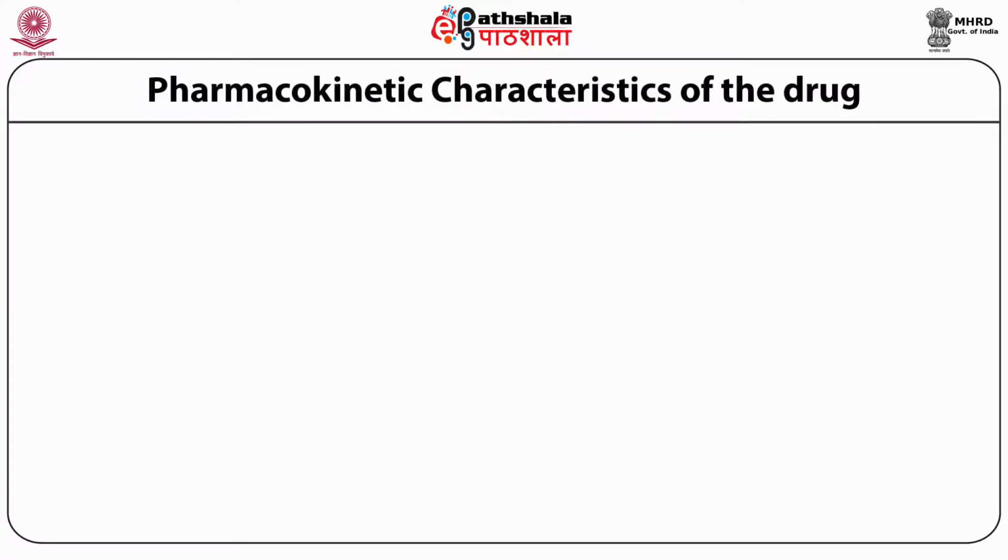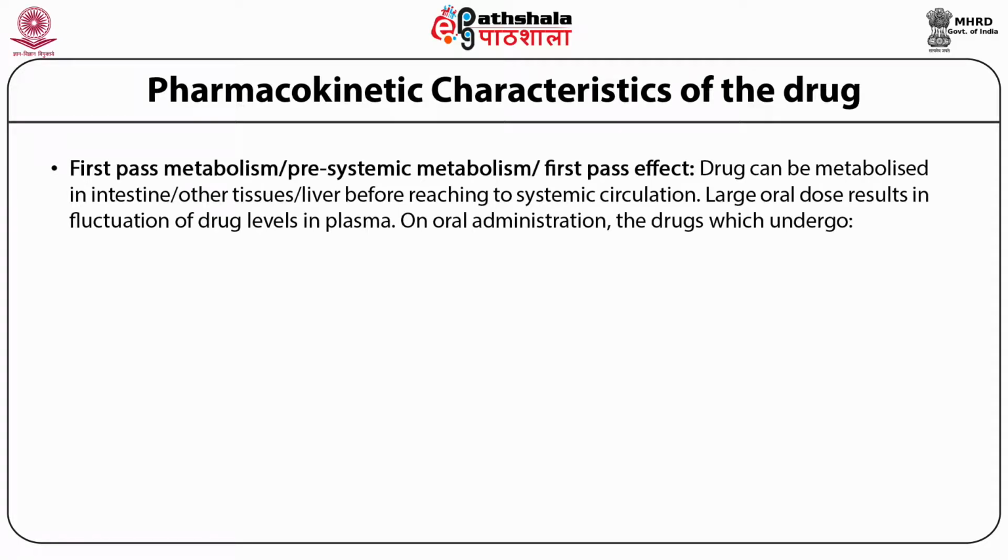The other factor is the first-pass metabolism, also referred to as the pre-systemic metabolism and sometimes referred to as the first-pass effect. The drug can be metabolized in intestine or in other tissues or liver, hepatic first-pass metabolism, before reaching the systemic circulation. In such cases, the oral dose will be large, resulting in fluctuations of the drug levels in plasma. On oral administration, for example, the drugs might undergo various types of metabolisms at different sites.